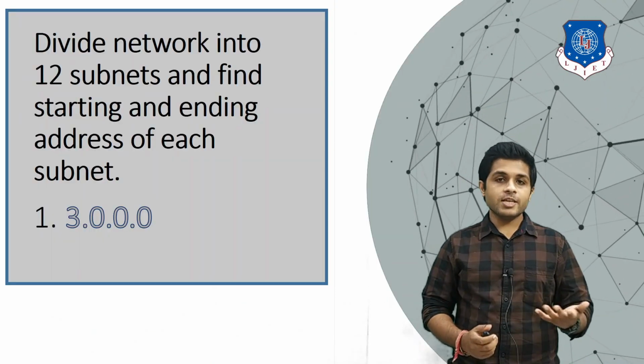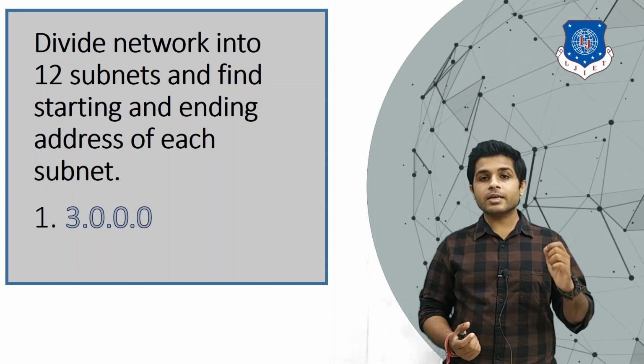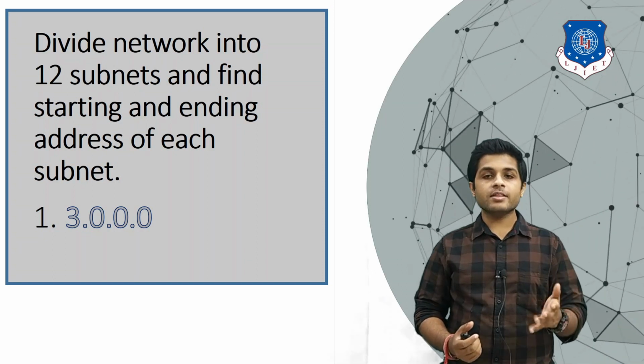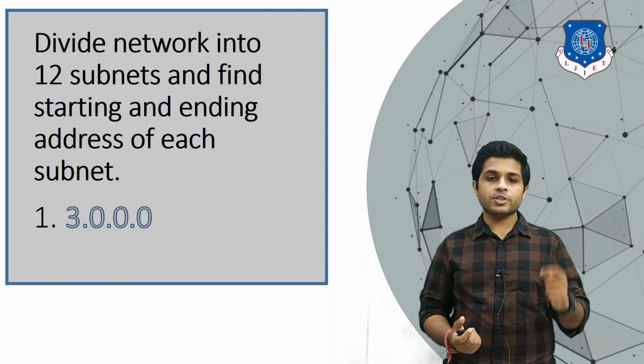Now this is the example that you need to solve by yourself. You have to divide the given network into 12 subnets and you have to find the starting and the ending address in each subnet. And the given network is 3.0.0.0.